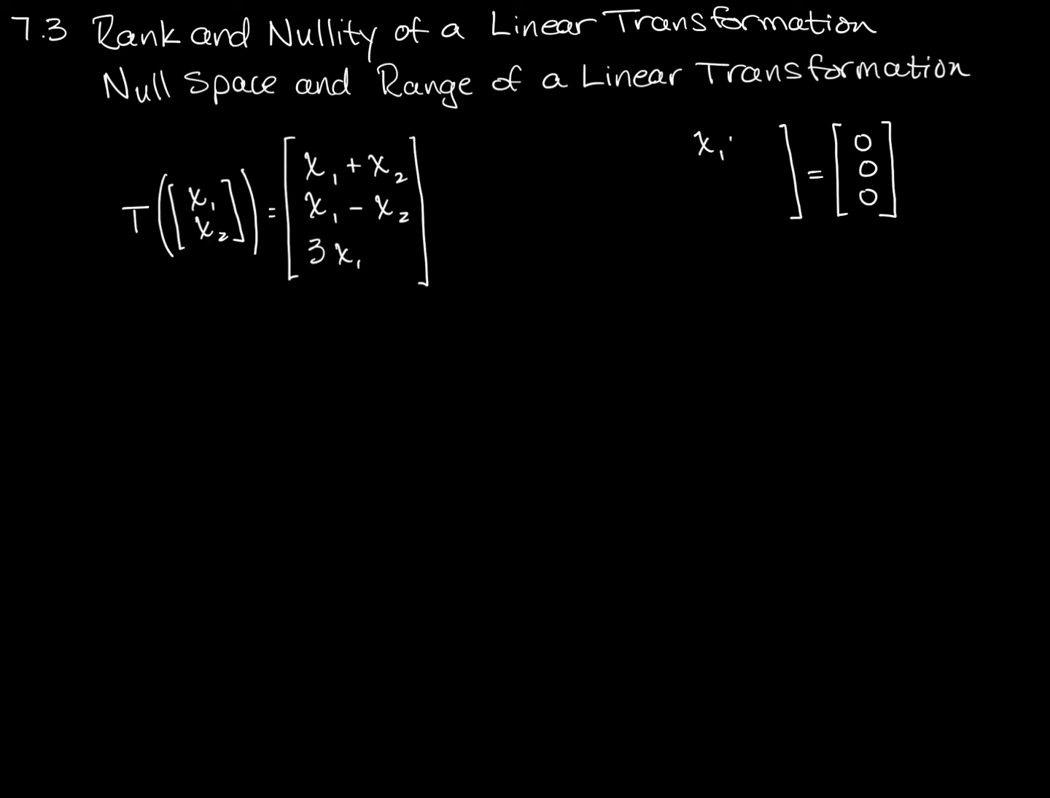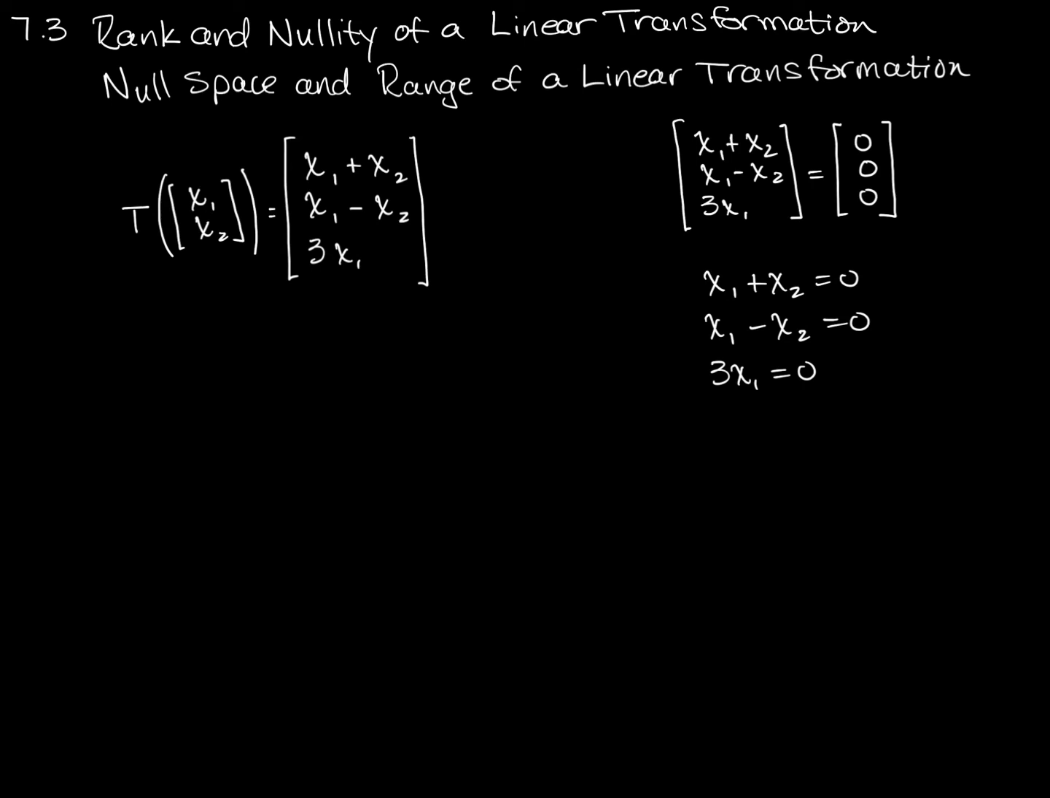So what we want here is for x1 plus x2, x1 minus x2, and 3x1, we want that vector to equal the zero vector. Well, that's just a system of linear equations, right? We have x1 plus x2 equals 0, x1 minus x2 equals 0, and 3x1 equals 0.